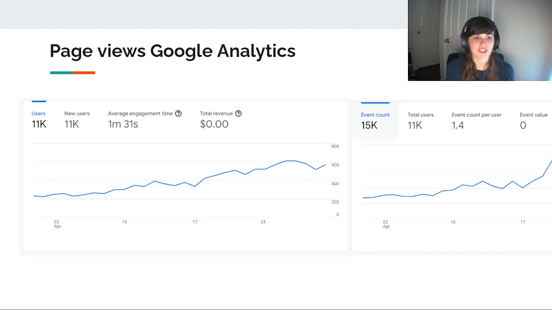Google Analytics showed 11,000 users, whereas the page views was near 15,000, which I showed on the last page. So what we're seeing here is that every user on average visits 1.4 pages on my site.